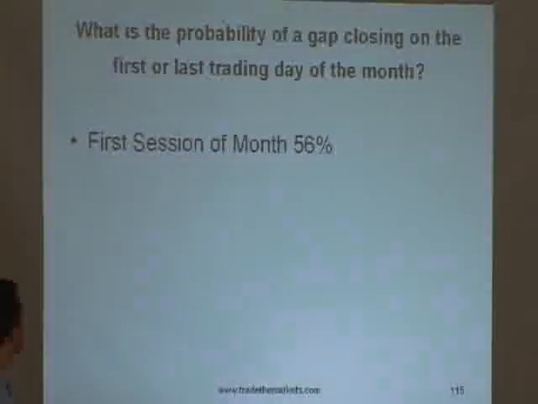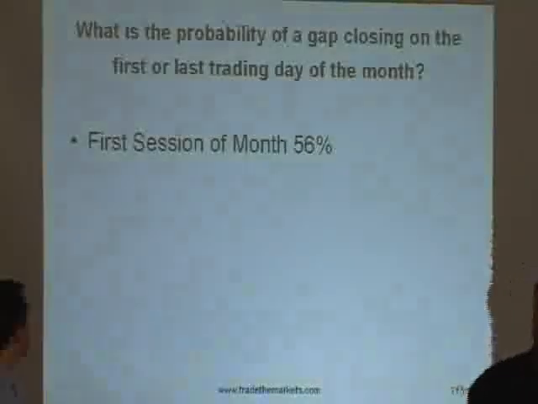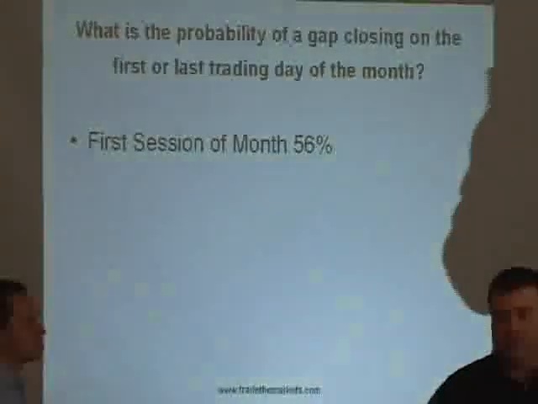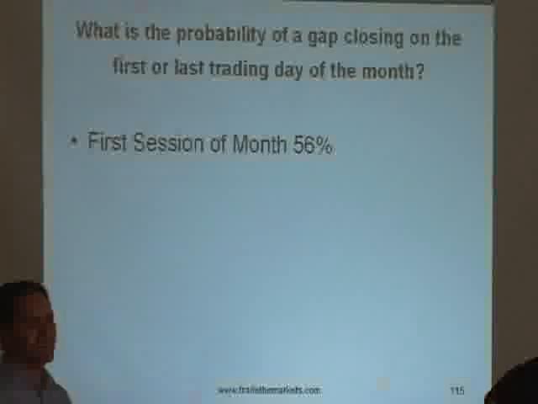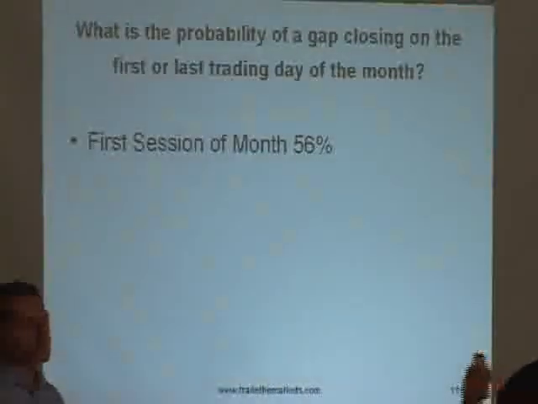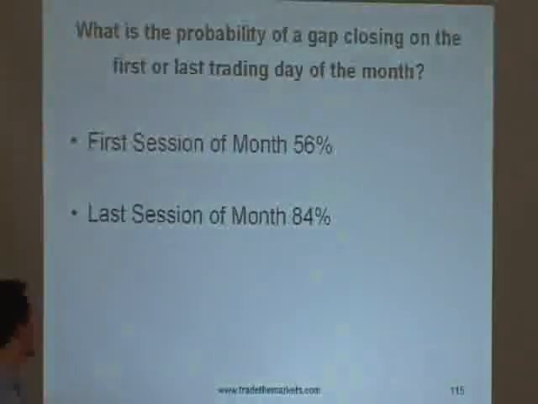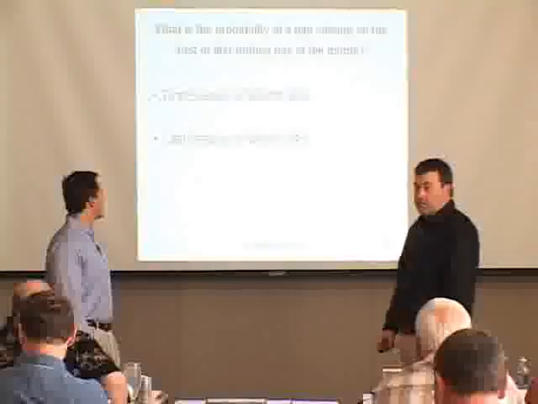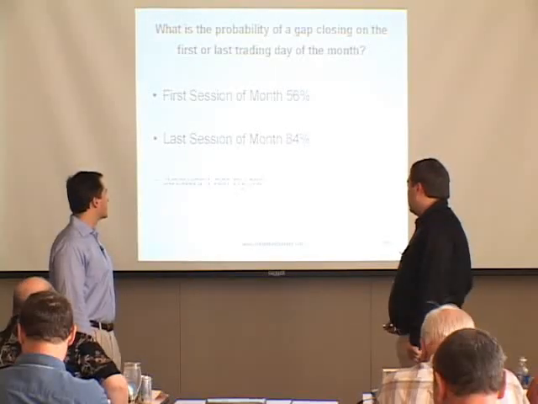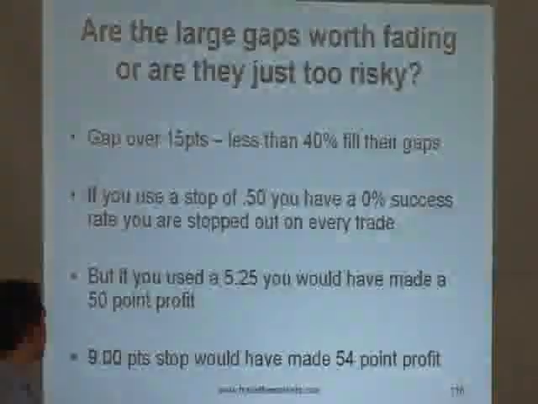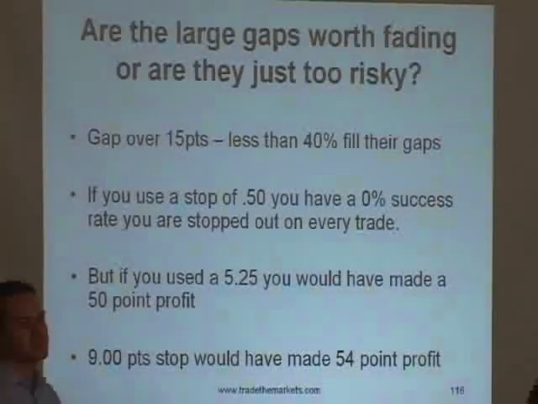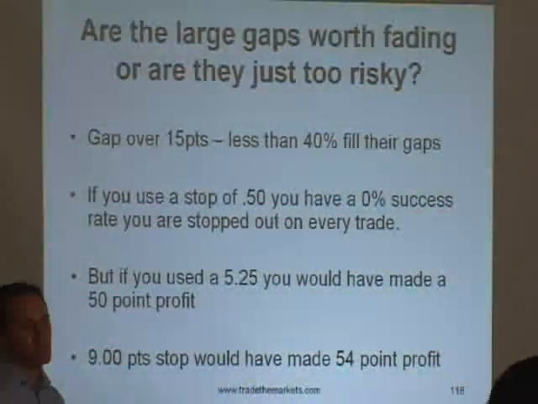What is the probability of a gap closing on the first or the last day of the month? Without cheating, because I know you guys have manuals. Just off the top of your head, which will fill the gap better, the first day of the month or the last day of the month? Last day of the month, 84. First day of the month, 56. Why is that? I have no clue why it happens. I just know it does.